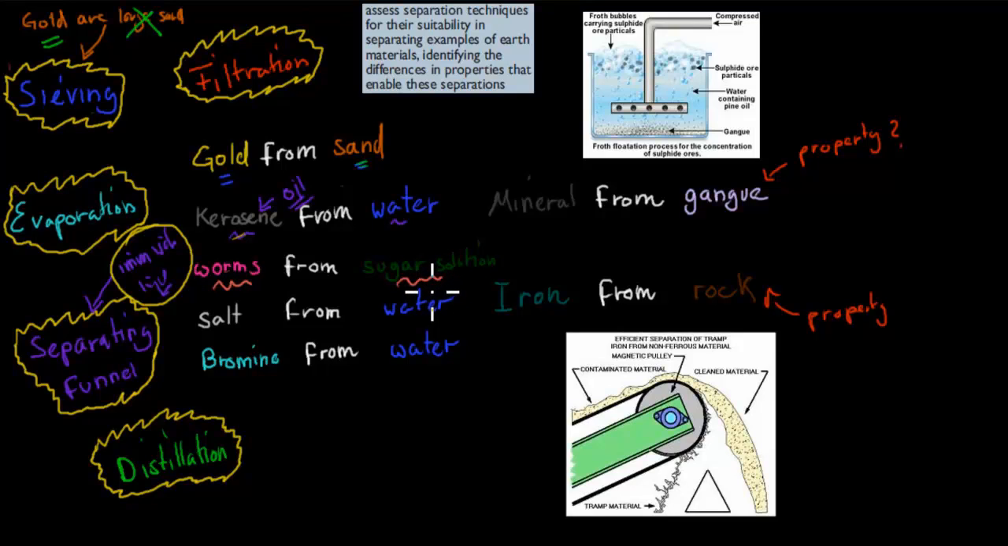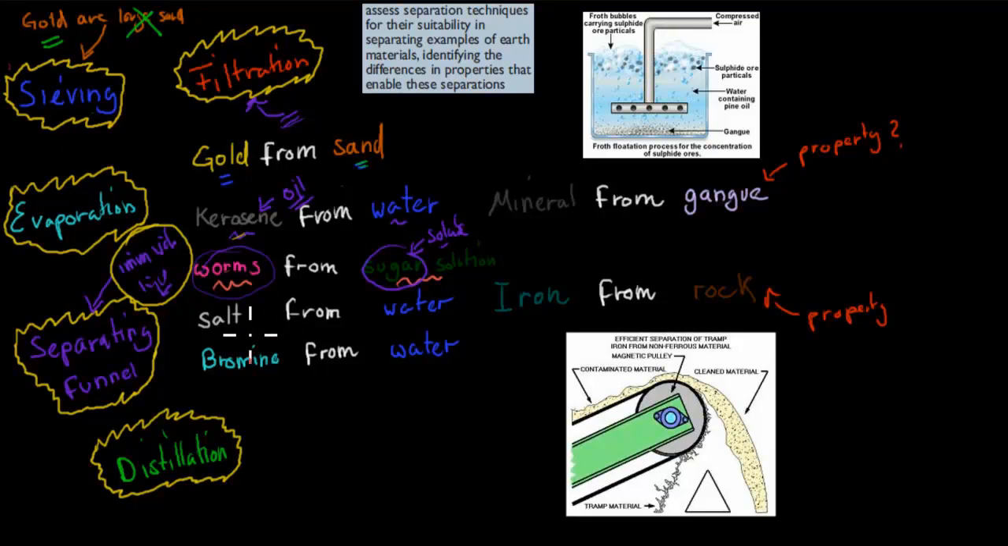So what could we use to separate worms from sugar solution? Well, we could use, for example, filtration. Remember, filtration was a filter paper and a filter funnel, and we use that to separate solids from liquids. Even though this sugar is actually a solid, it's soluble, so it's dissolved in the actual water. So we can use filtration to get rid of the worms. They will be left over, and the filtrate, which is the liquid, will be our sugar solution. So we can use filtration for that.